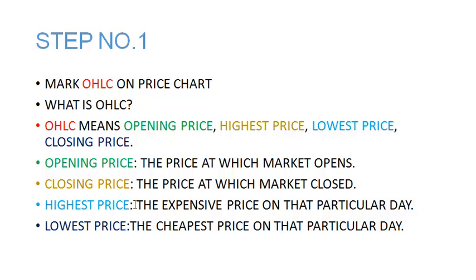The highest price obviously is the highest price or the most expensive price on that particular day, and the lowest price is the cheapest price at which the stock was bought for that particular day. So open price being the opening price at 9:15 in the morning. The closing price is the price which is the average of the last 30 minutes for that particular day. The highest price is the highest price of that day, and the lowest price is the lowest price of that day.